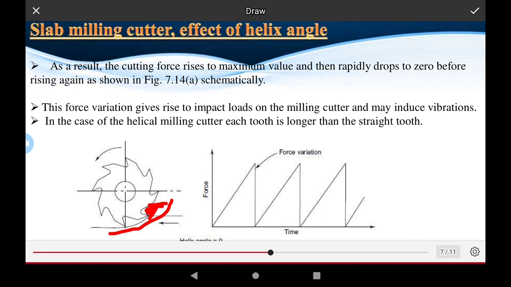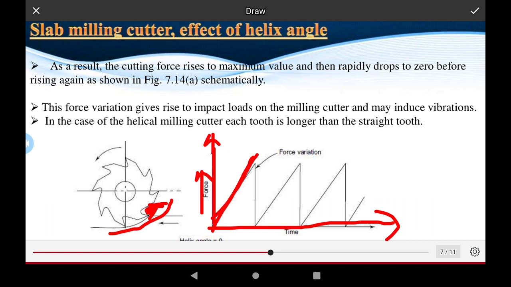This is the time for the cutting tool, and this is the force. The force increases, and vibrations also increase for the tool, and the overhang. The force keeps increasing, and the vibration gives rise to an impact load on the milling cutter, and may include vibration.